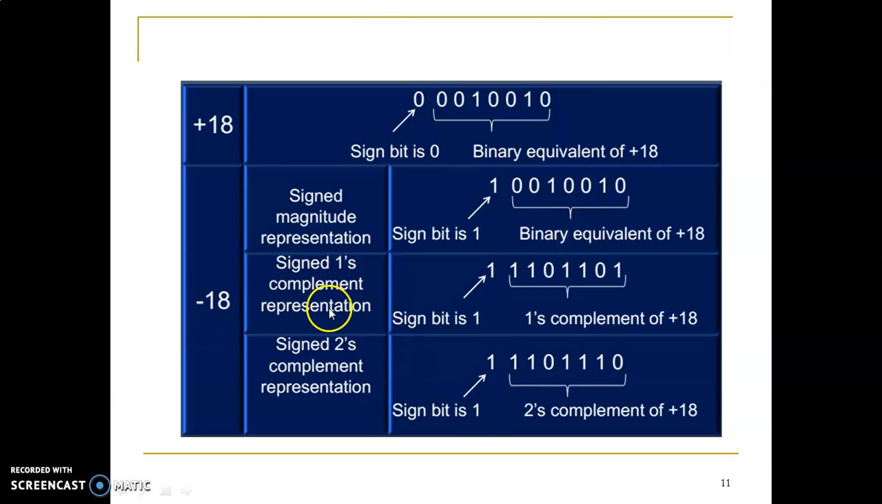To represent minus 18 in 1's complement form, the leftmost bit is 1 to indicate it is a negative number. We have to complement each and every bit. So convert 1's to zeros and zeros to 1's. This is the 1's complement representation of minus 18.